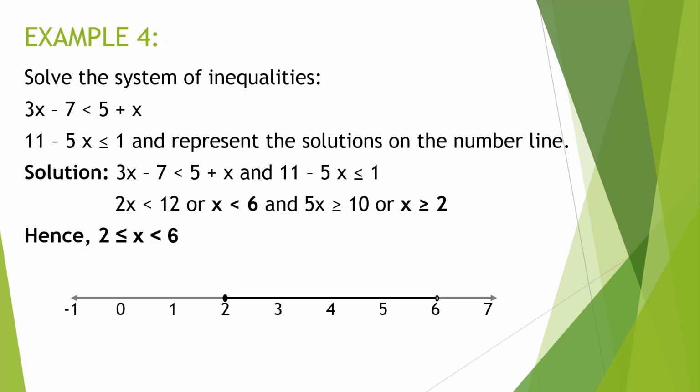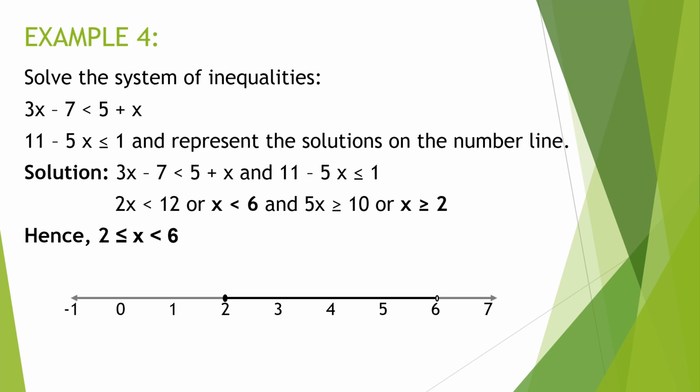Example 4. Solve the system of inequalities 3x minus 7 less than 5 plus x and 11 minus 5x less than or equal to 1, and represent the solutions on the number line. Now, like we had for equations, in the same way we have inequalities here. So we have to find the solution such that both the inequalities are satisfied. Now 3x minus 7 less than 5 plus x and 11 minus 5x less than or equal to 1.